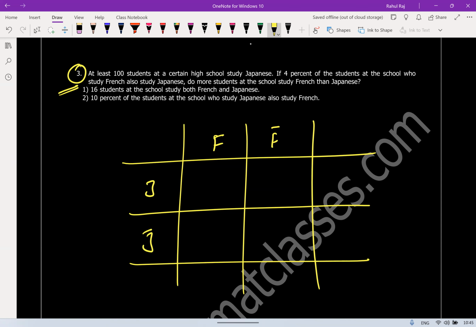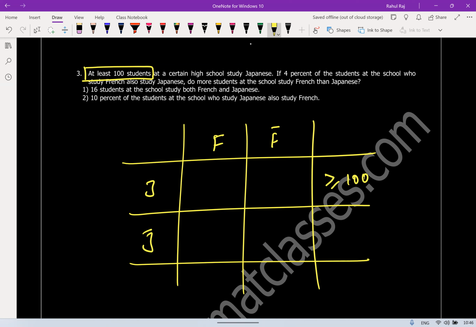Now it says that at least 100 students study Japanese. So what do you mean by at least 100 students study Japanese? It means minimum 100 students, right? But I don't know how many students are studying Japanese. This is not known to me. It just says that minimum 100 students study Japanese. It may be 200, it may be 400, it may be 1000, it may be 2000. Greater than or equal to 100 means a lot of stuff.